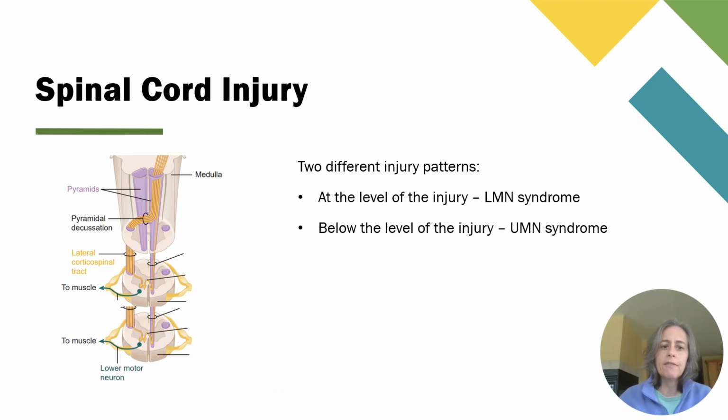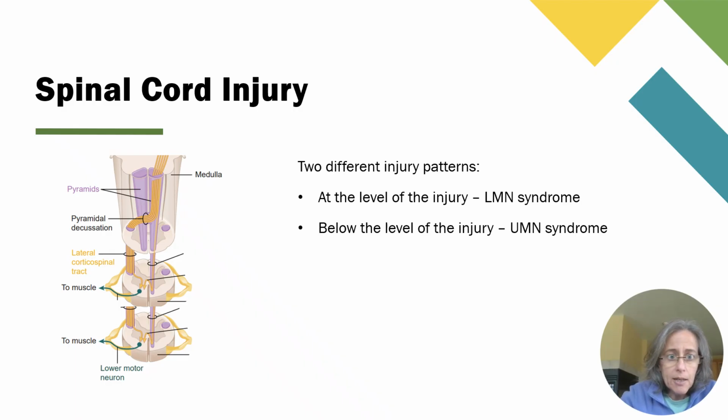Another condition that can affect both upper and lower motor neurons is spinal cord injury. I've taken our previous diagram and added to it a little bit. I added another spinal cord level because I think that'll be useful to us.